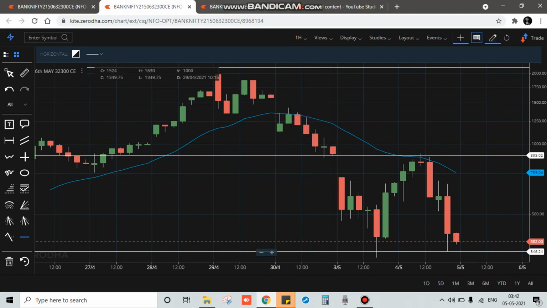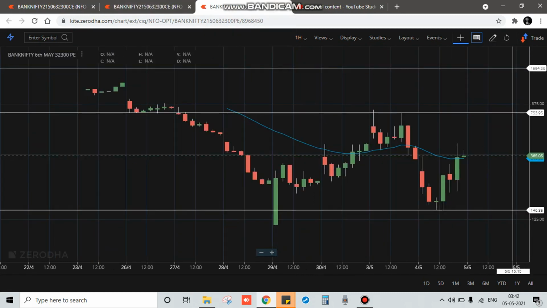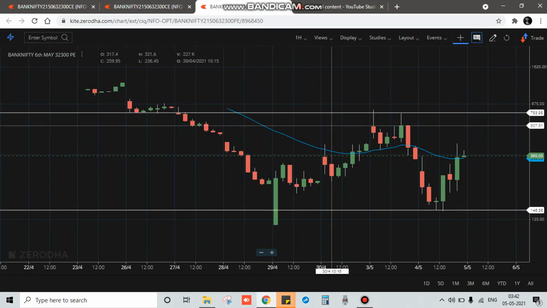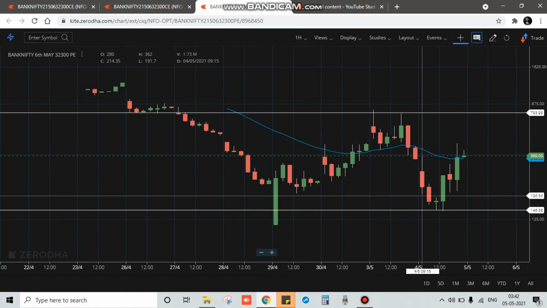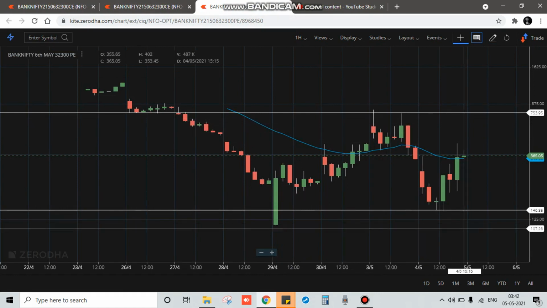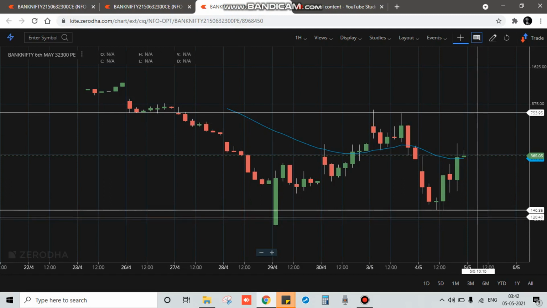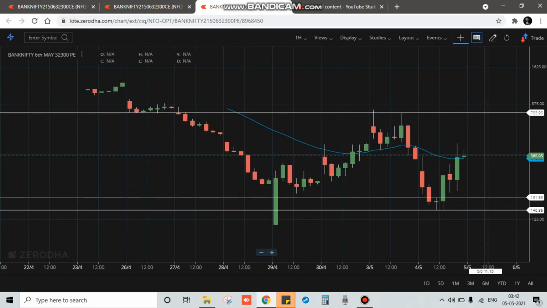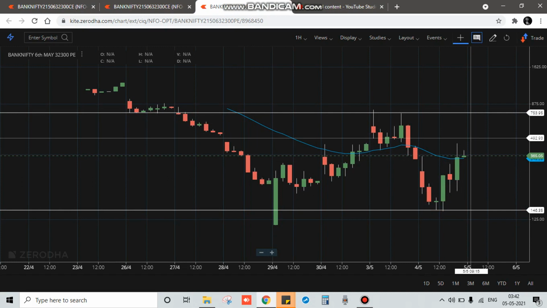the 32,300 call option, and for the 32,300 put option, it's quite a similar case. 753 is the resistance area, and 146 should be your support level. So it has to be either these two levels. It has to be near this level or near this level, then only you need to take your trade.